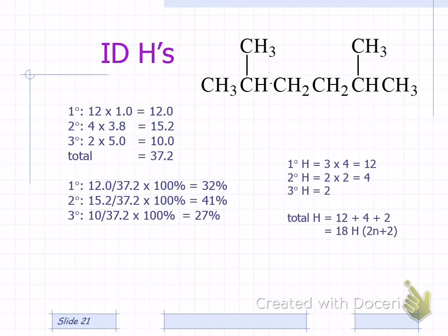So now that's what this is. And then you just calculate percentages, and this tells you that you have 32% of the primary, 41% of the secondaries, and 27% of the tertiaries. Now, secondaries ended up being more than the tertiaries because there's twice as many secondaries. If the molecule's asymmetric, you could still do the calculation this way, but you have to do a few more calculations.